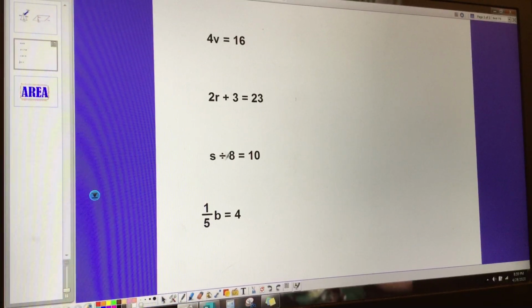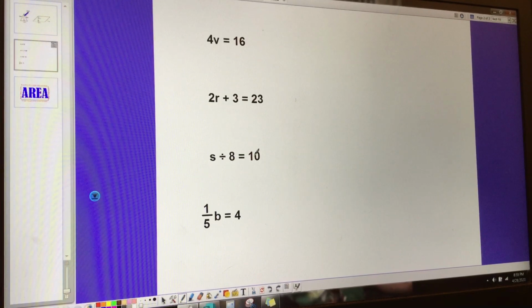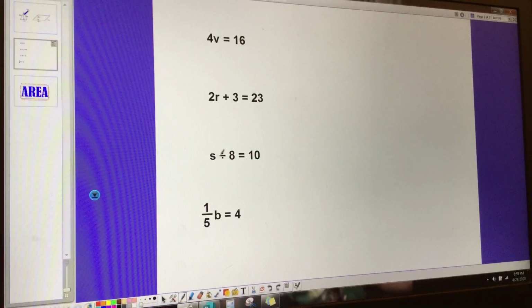Okay, s divided by 8 is 10. Well, we don't know what s is, but we do have enough information to figure it out, right?